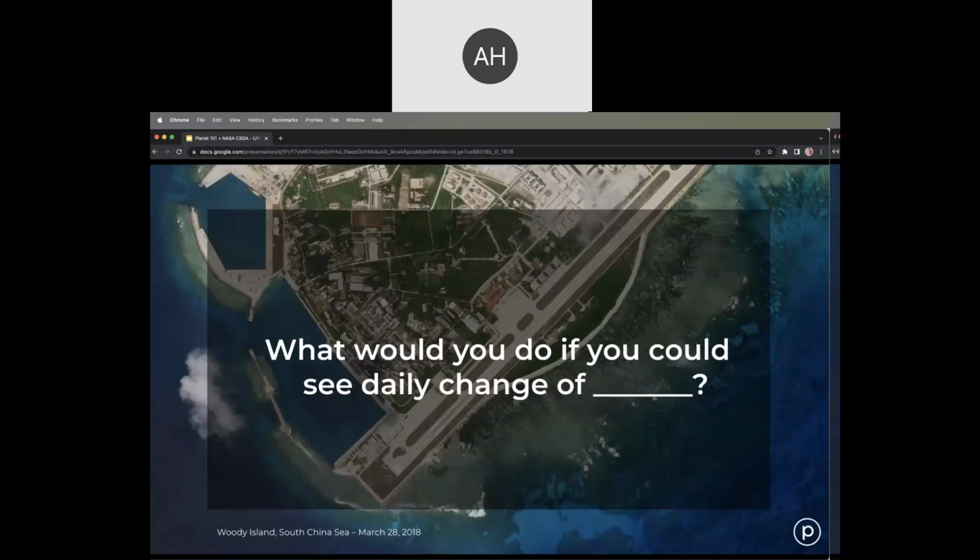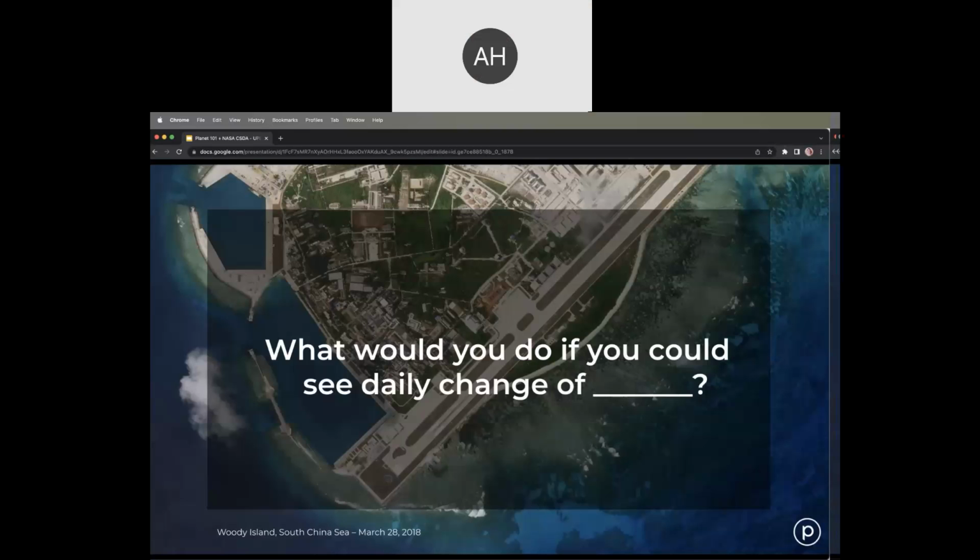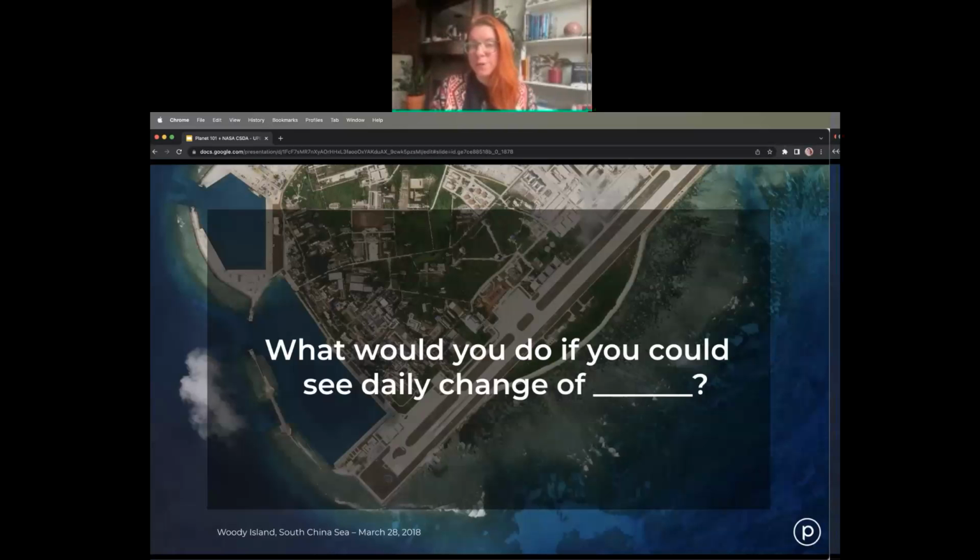It's from Mark, I believe. Are there plans to do complete reprocessing of Planet SuperDove record with the new calibrations and corrections? Great question. Yes. All of the corrections that we talked about today will be applied to all of the historical SuperDove data.